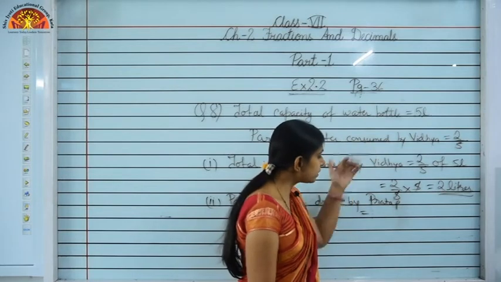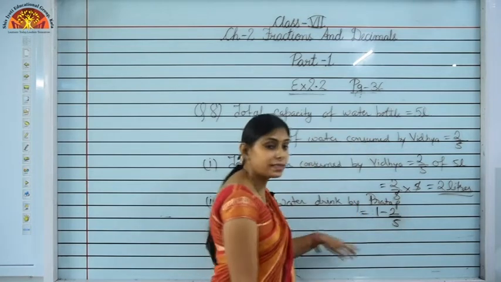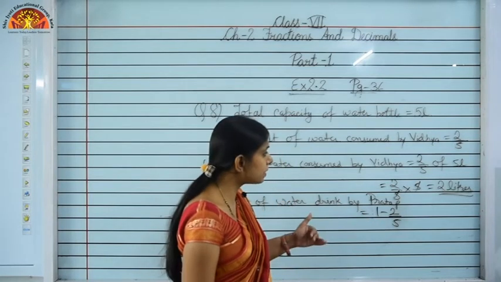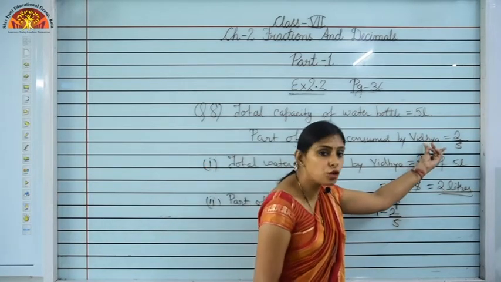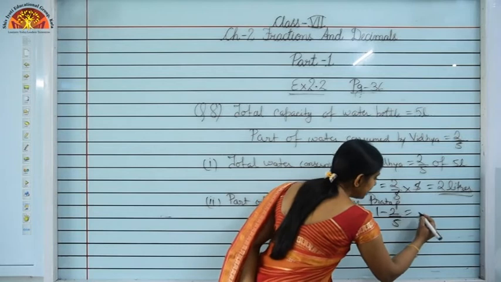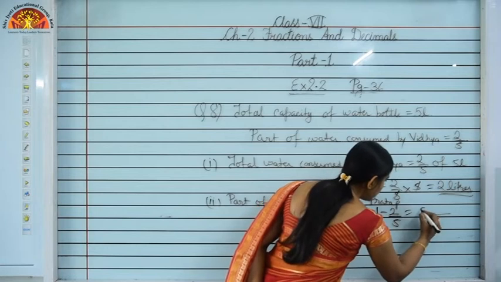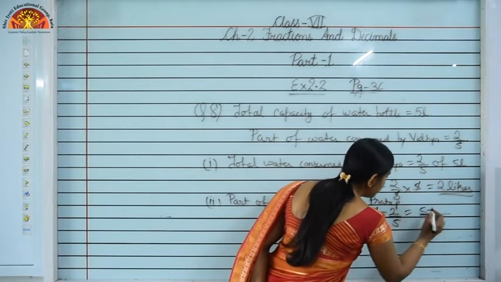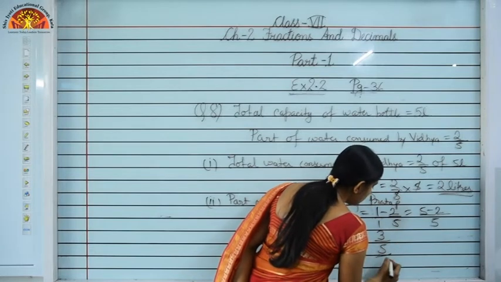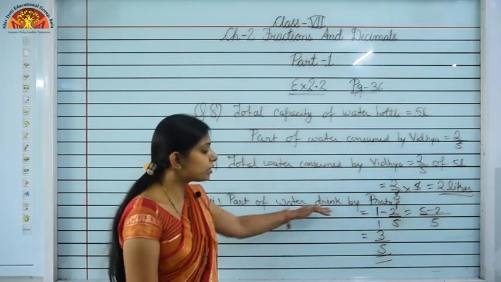तो अब बचा हुआ वाटर कितना है? That is 1 minus 2 upon 5. It is the fraction of water that has been consumed by Pratap. क्योंकि विद्या ने कितना कंज्यूम किया था? 2 upon 5. तो प्रताप ने कितना कंज्यूम किया? That is 1 minus 2 upon 5. So you can just take the LCM, the LCM of 5 and 1 is 5. So 1 into 5 comes out to be 5, and 5 minus 2 is 3. So 3 upon 5 is the fraction of water that has been drunk by Pratap.